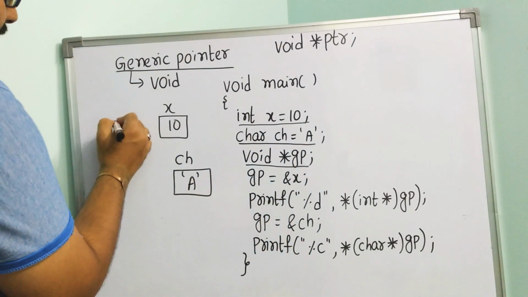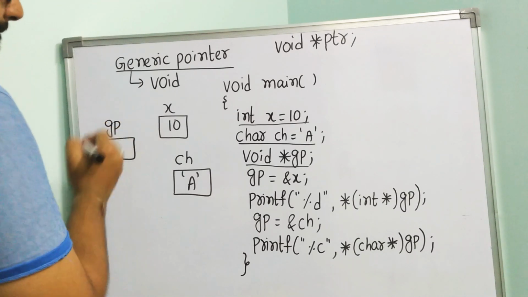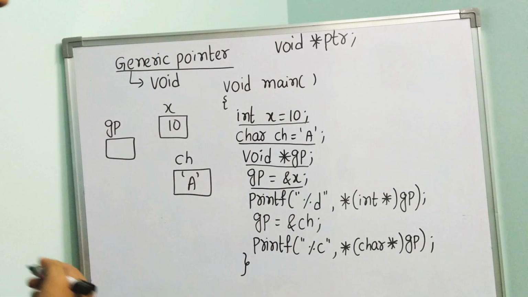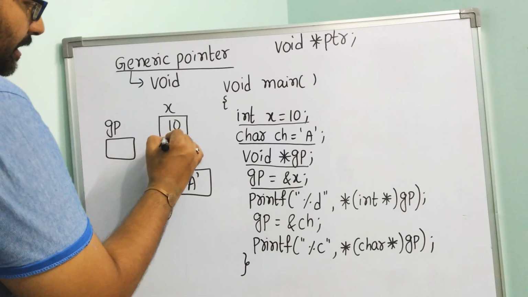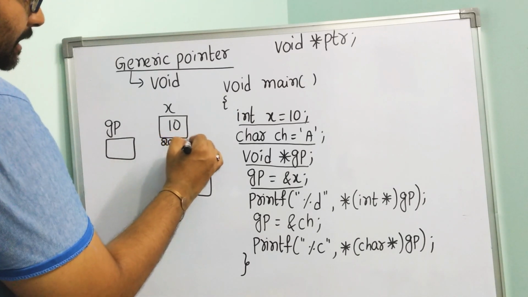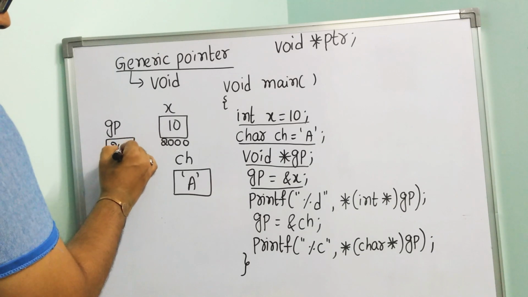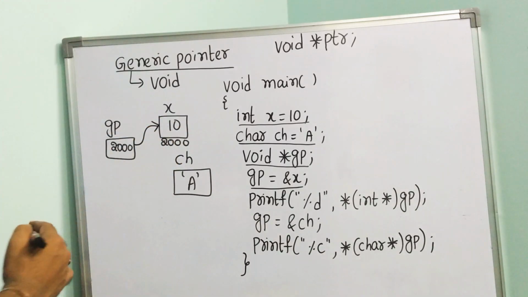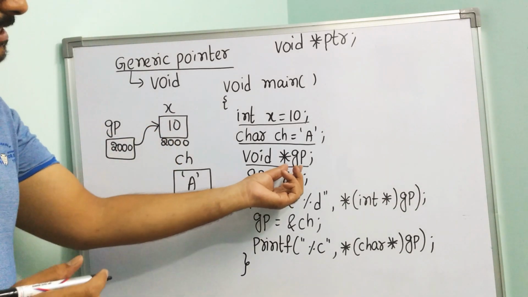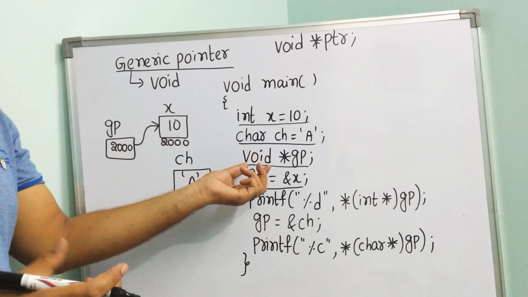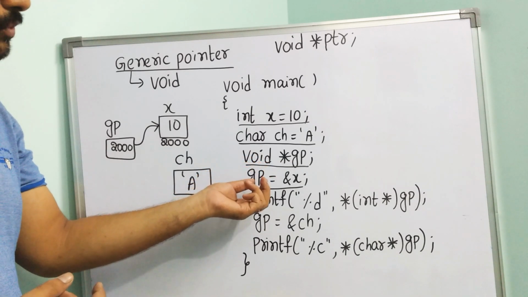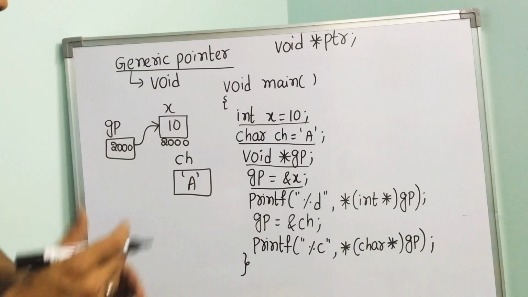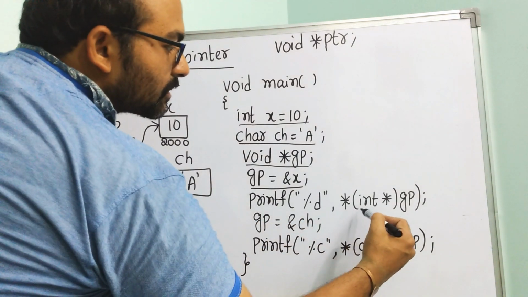You can observe clearly here it is a generic pointer. The moment you write GP equal to address of x, this generic pointer will be holding this particular address. Let us suppose 2000 is the address of x, and the generic pointer is now pointing to this. Since the data type of this generic pointer is void, which is an empty data type, it won't be able to access the data item 10. But we can perform typecasting like this.